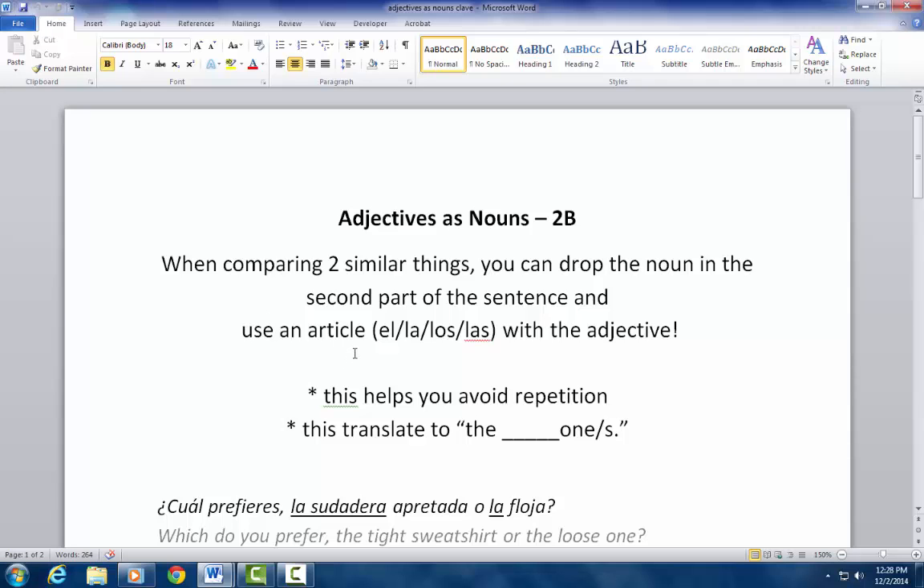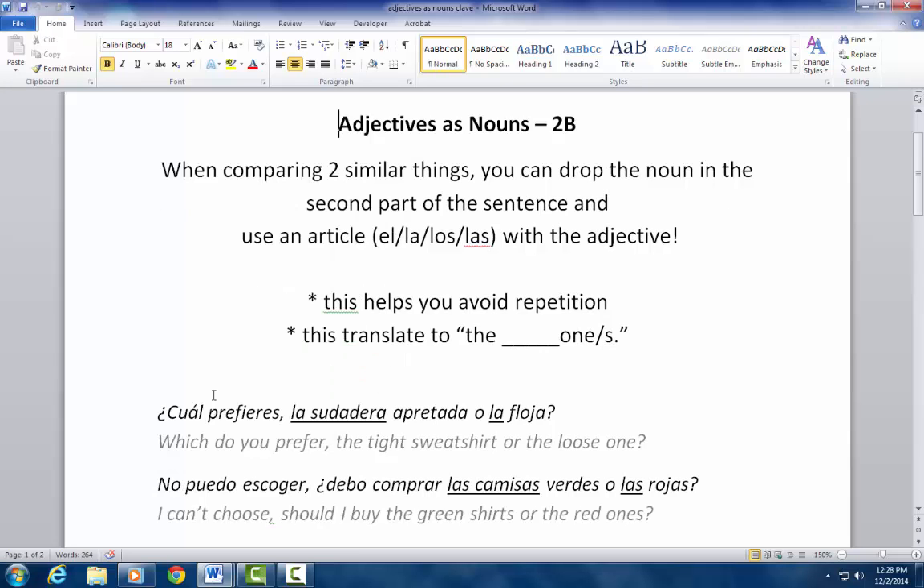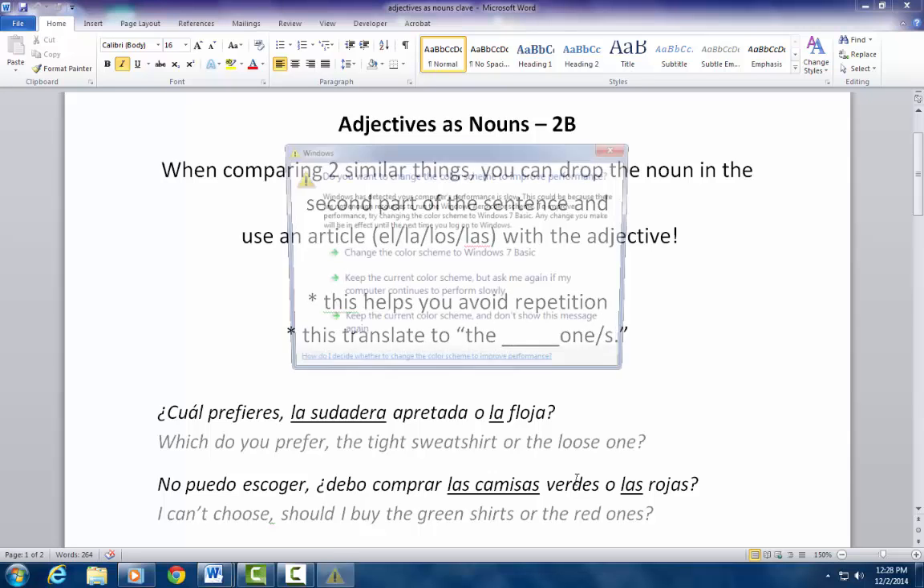Why are we going to do this? Well, this helps you avoid repetition, and it translates to the, and then whatever the adjective is, and then one or ones. So for example, ¿Cuál prefieres? ¿La sudadera apretada o la floja? Which do you prefer, the tight sweatshirt or the loose one? So in this case, we filled in the blank with the word loose, and then the la refers to the, and then the one, obviously, we know that we are referring to the sweatshirt.